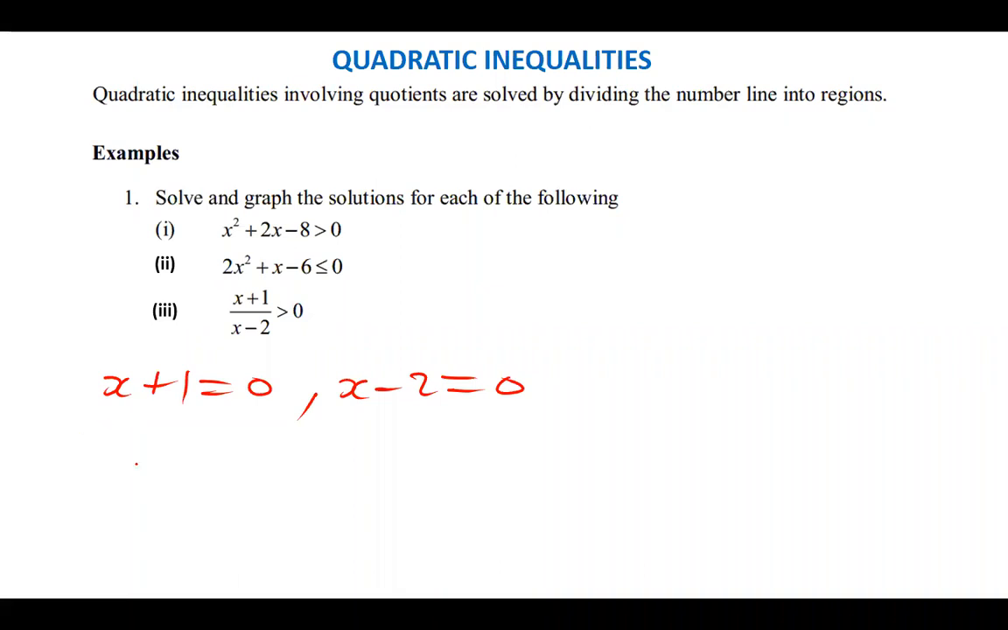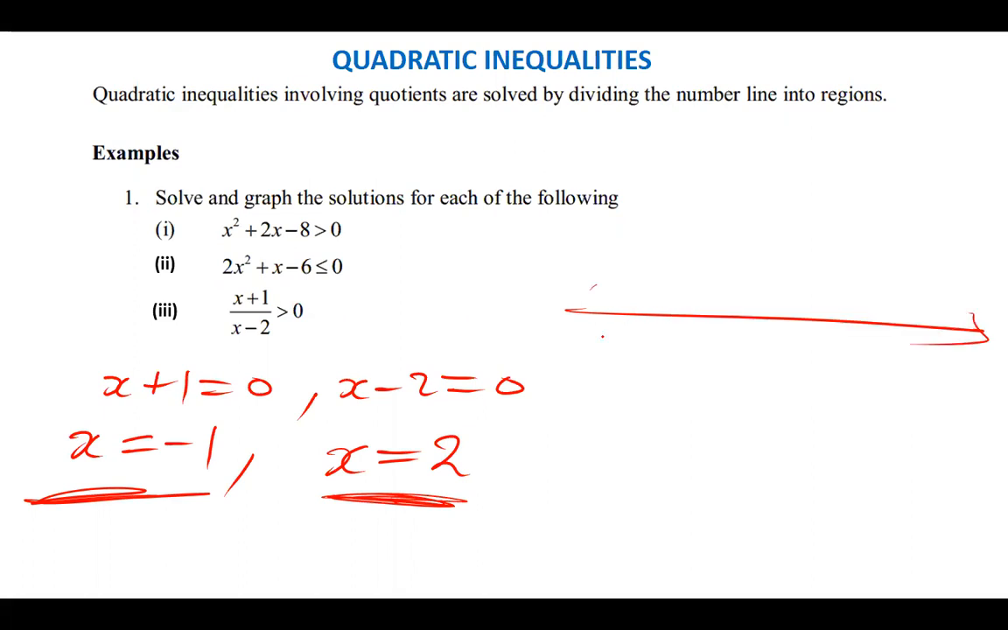So we're going to have x is equal to -1 and x is equal to 2. So these are the two critical points. Then after having these two critical points, you take them on the number line as well. You put them there, -1, and then you put your 2 there. Then you begin to test the points using this same equation. So that is straightforward. I've explained how to test the points on the number line.